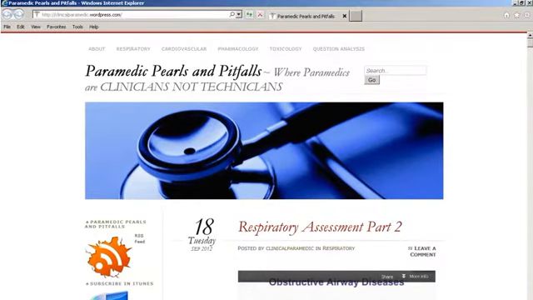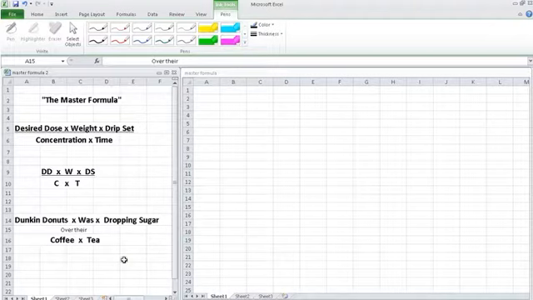I'm going to recommend a website called Paramedic Pearls and Pitfalls. It's produced by Chris Johnson, who's a paramedic and paramedic instructor down in Florida. Chris has on his website 20 problems that he routinely gives his students to work through. I'm going to use those as a basis for problems to go through and actually do the calculations.